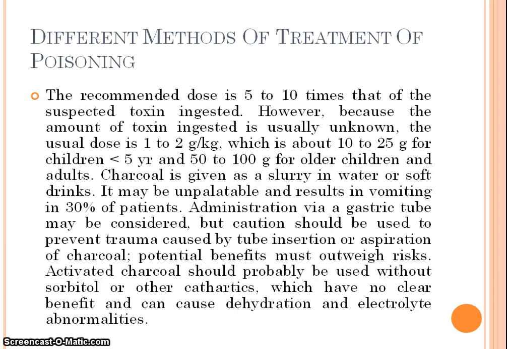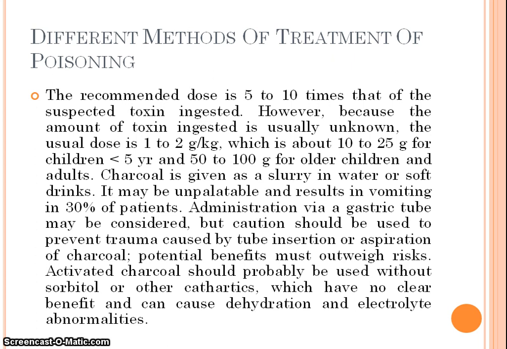The recommended dose is 5 to 10 times that of the suspected toxin ingested. However, because the amount of toxin ingested is usually unknown, the usual dose is 1 to 2 gram per kg, which is about 10 to 25 gram for children less than 5 years and 50 to 100 gram for older children and adults.